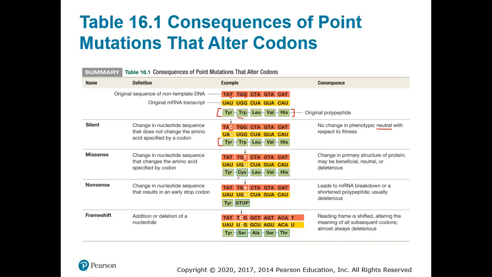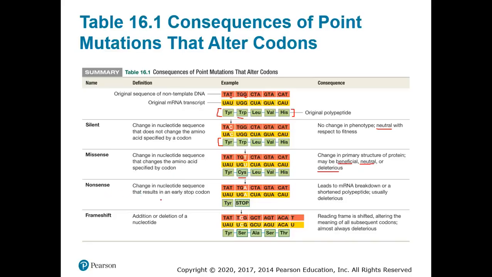Instead of tryptophan, we have cysteine. Okay, so some change to our protein sequence. Now, this can be good, it can be neutral, and it can be bad. It just depends on what that change was. So this one can be whatever.